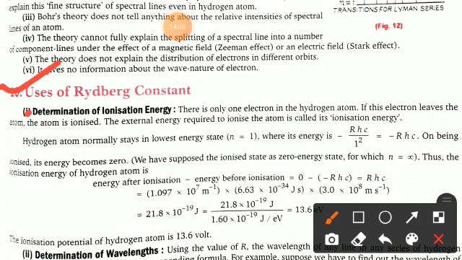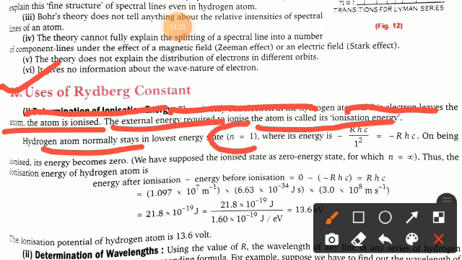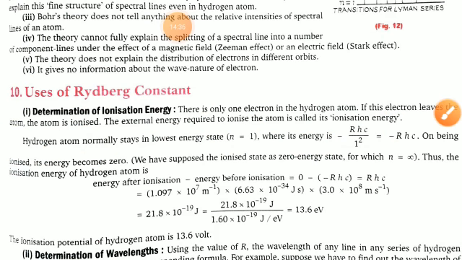The Rydberg constant is used for the determination of ionization energy. There is only one electron in the hydrogen atom, so if this electron leaves, the atom is ionized. The external energy required to ionize the atom is called its ionization energy. Now the hydrogen atom normally stays in the lowest energy state n equals 1, where its energy is minus R_H hc by 1 square. On being ionized, its energy becomes 0. So we take the ionized state as the zero energy state.